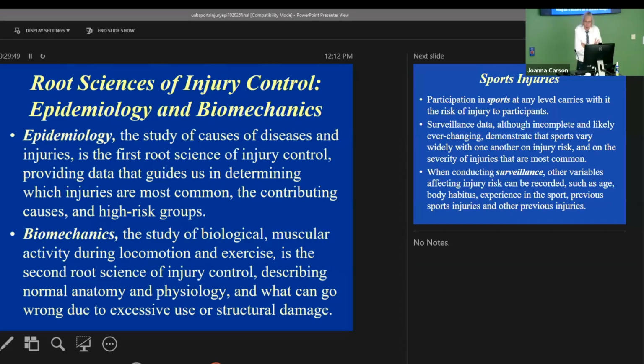The other is biomechanics. So biomechanics, you can see the definition there. Biological, muscular activity, study of, during locomotion and exercise, knowing anatomy, physiology, because when we're talking about injury, you're talking usually about broken bones, trauma that crushes maybe different organs, that sort of thing. So you need to know the human physiology and also a mixture of engineering.